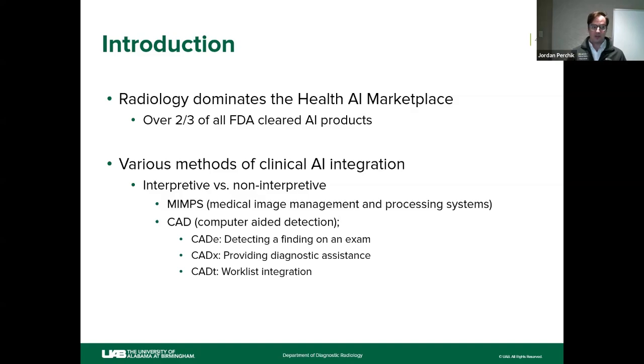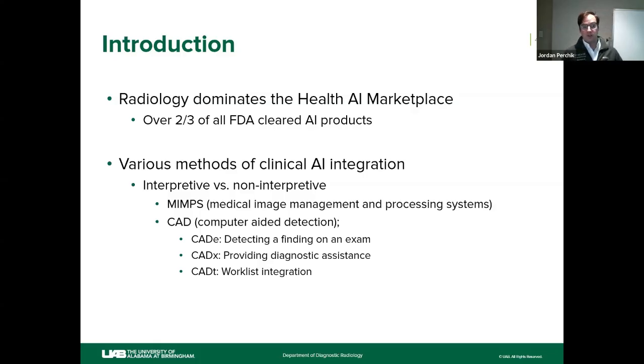There are different ways to think about radiology AI applications. We've talked about upstream, downstream, and interpretive versus non-interpretive. But the FDA categories put things into different buckets that make it a little bit easier to understand what the purpose of these applications are.